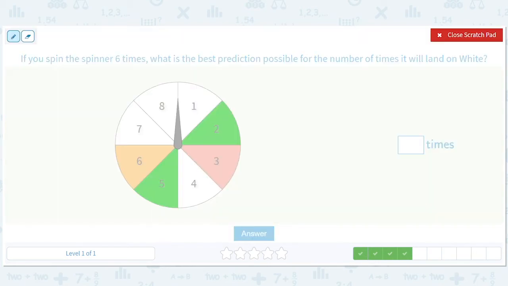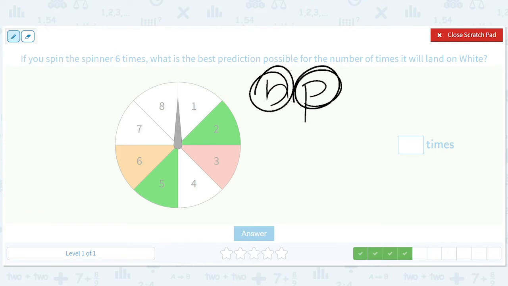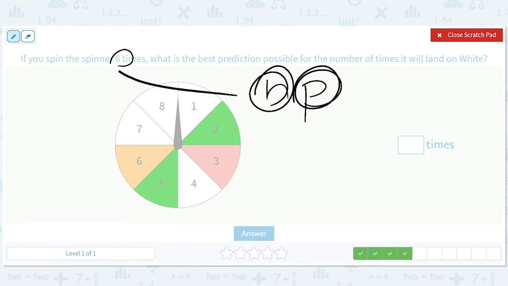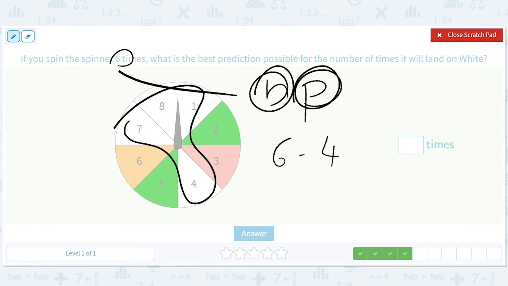So really the underlying formula here is a binomial distribution. What's happening is you have an NP: P is the probability of the event happening, and N is the number of times in all. So NP. Here the N is 6. And for the best possible prediction for the number of times it will land on white, the P is the probability of white. So that's 4 out of 8, or 1/2. So 6 times 1/2, or 6 divided by 2, is 3 times. So we have 6 times 4 out of 8, so 3 times.